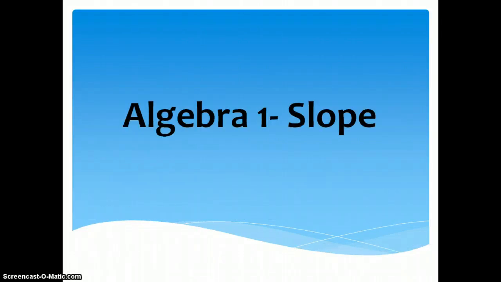Math is one of the essential things you need to know in life. Obviously, some skills you use more than others. However, there's no job in the world today that doesn't involve some sort of math. The topic we are covering today is slope.